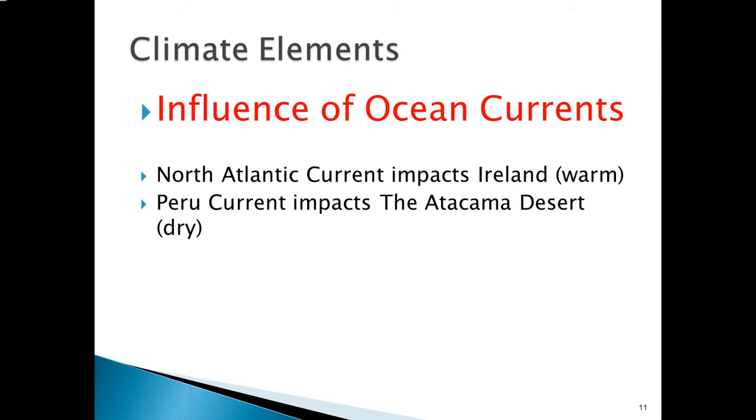The other one we have is the influence of ocean currents. The ocean currents are going to bring in warmness and coldness as well. And here are two that are important to know: the North Atlantic Current and also the Peru Current. Now Ireland's up there in the northern part of our world, and this current is going to be actually warm, and it helps keep Ireland warm and moderate and so lush and green and beautiful looking. The Atacama Desert is over here in the southern part of our world, and the Peru Current keeps that area really dry.